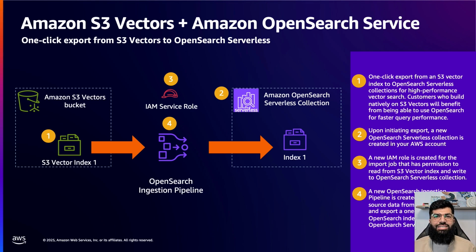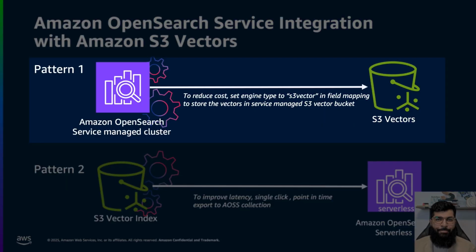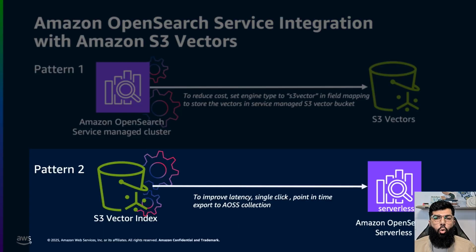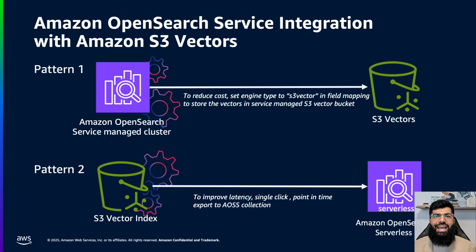These integration patterns give you unprecedented flexibility in managing your vector workloads. You can optimize for cost using S3 vectors with OpenSearch Service, or for performance using OpenSearch Serverless. Let's now see these patterns in action with a live demonstration. First, let me show you how to implement the first integration pattern using OpenSearch Service with S3 vectors.